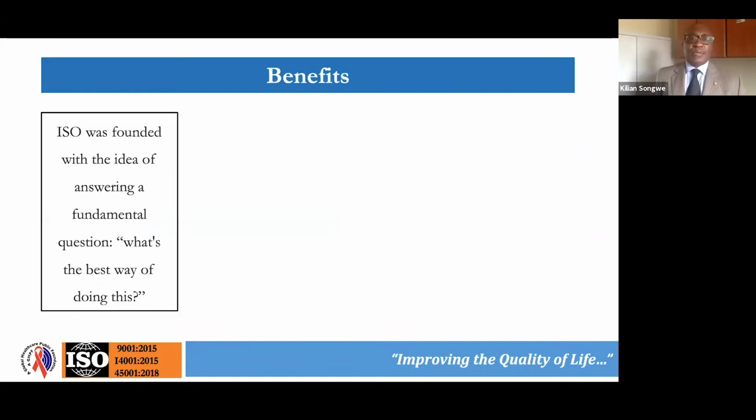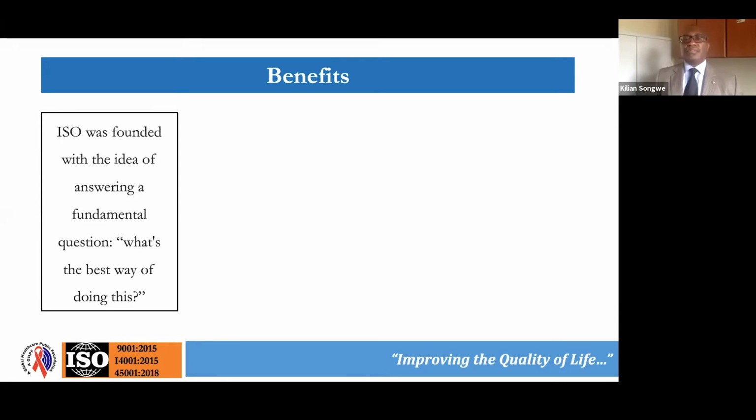So what are the benefits? There is so much that is said, and as I said, 253 different standards are out there, 253 technical committees helping to develop numerous standards for people to be able to use. And we're looking at what are the benefits of having all of these standards? ISO was founded with the idea of answering a fundamental question. What's the best way of doing this? That's such a very poignant question. What's the best way of doing this?